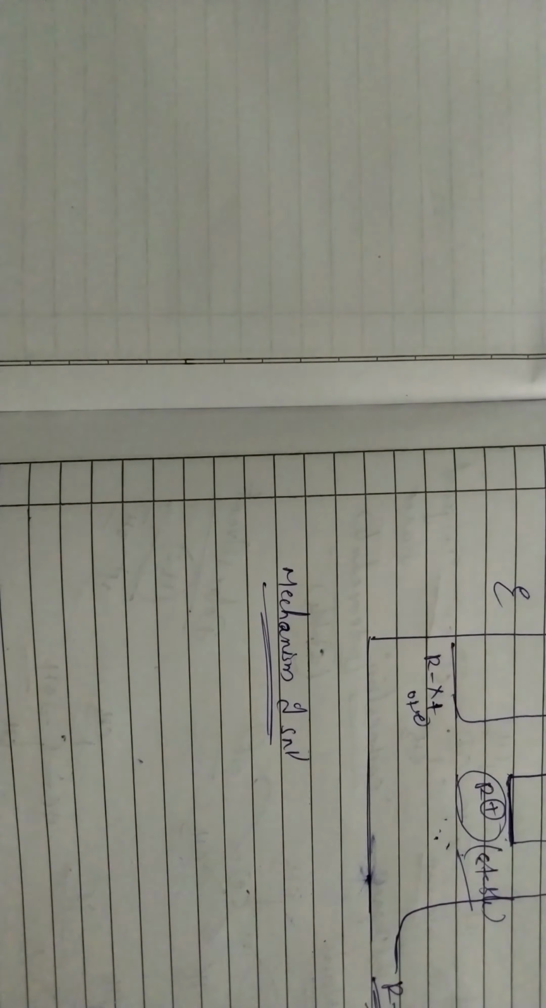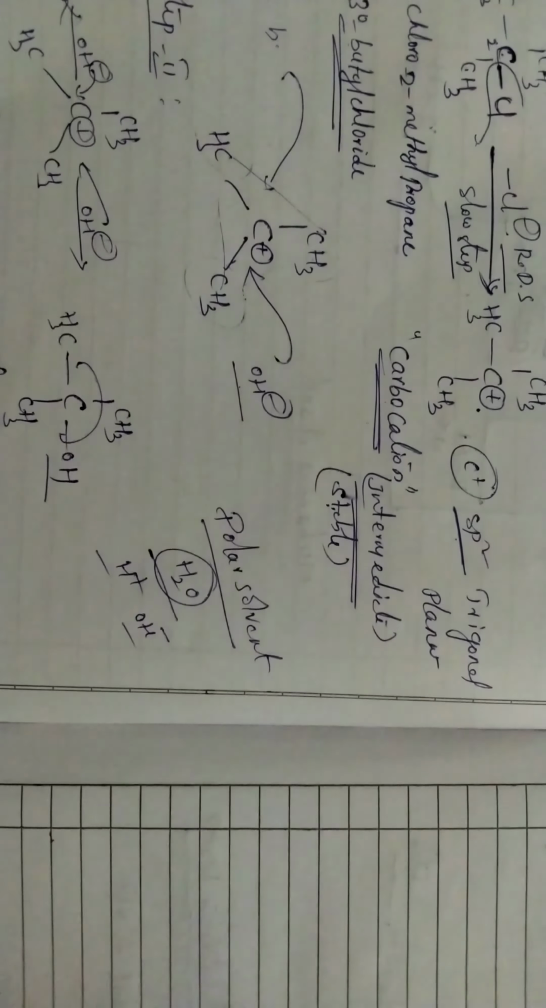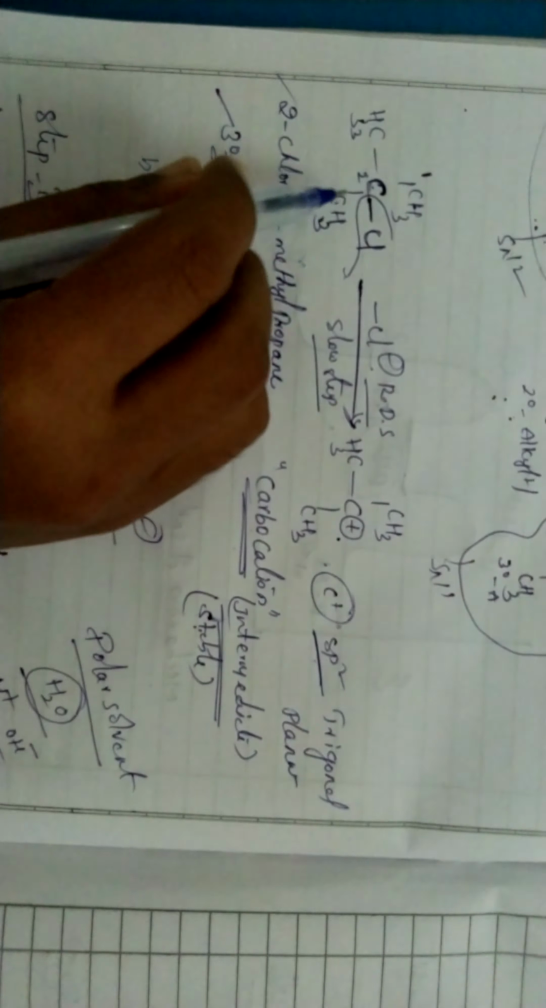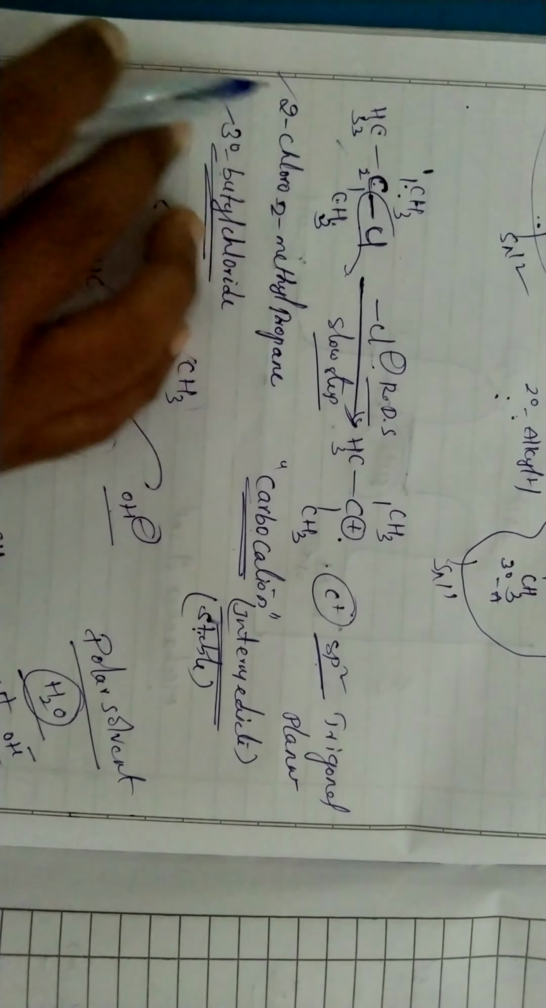A chiral carbon is nothing but a carbon that contains 4 different groups around it. In the case of tertiary butyl chloride, the carbon contains 3 same groups, 3 methyls are the same. So we cannot consider this as a chiral carbon.